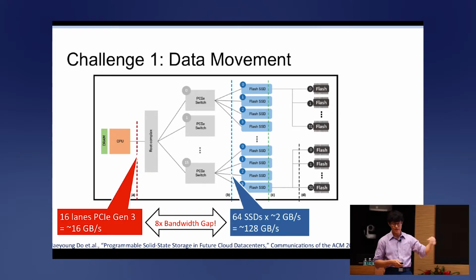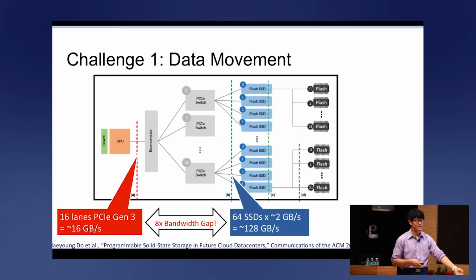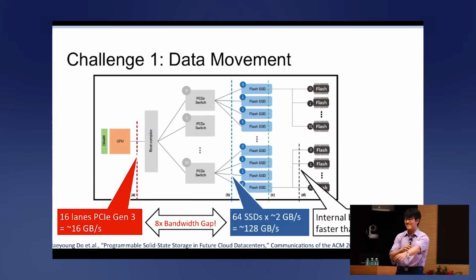Of course, every generation CPU has a faster PCIe root complex, more lanes, but every generation of SSDs is going to be faster as well. And on top of that, the internal bandwidth, as Samsung folks, you probably know this better than I do, the internal bandwidth of storage devices, or the peak internal bandwidth at least, is typically faster than the PCIe link that it has.